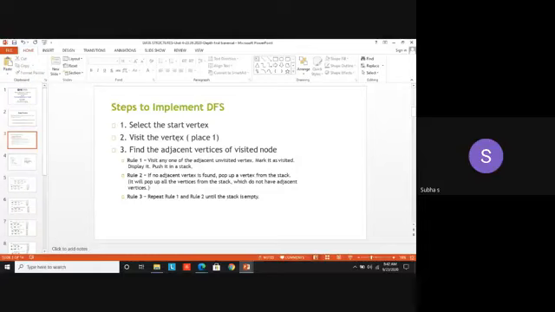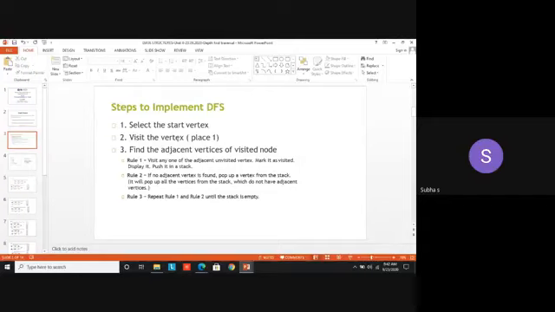Find the adjacent vertices of that particular node. In breadth first search, you write all the adjacent vertices one by one in the queue. But here you are going to write only one adjacent node. Any one adjacent node of that particular vertex, you place it in the stack. Then go to that particular node and find its adjacent nodes. If there are 2 or 3 adjacent nodes, you place only one. That is the third point: find the adjacent vertices and visit any one of the adjacent unvisited vertices. You are not going to place all the vertices. That is the difference between BFS and DFS.